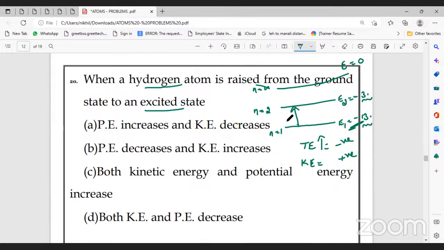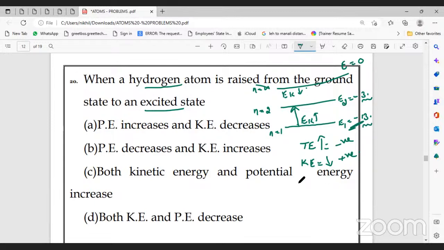If you write with a positive sign, kinetic energy in the first orbit will be more. Kinetic energy in the higher orbit will be less. So if you raise the atom from ground state to the higher state, kinetic energy has to decrease, because kinetic energy is positive. As orbit number increases, its velocity will decrease. Therefore, its kinetic energy has to decrease.